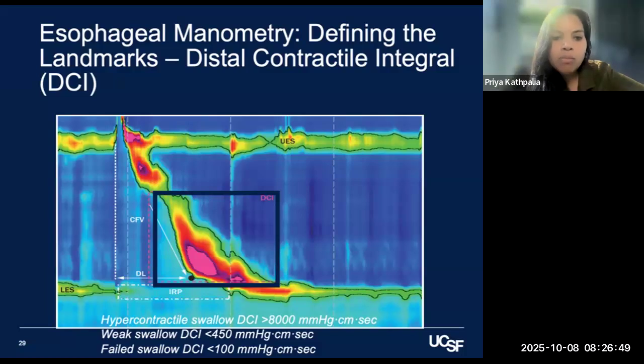So a normal swallow, or I should say a hypercontractile swallow, tends to have a DCI of over 8,000. A weak swallow is under 450, and failed is under 100. So normal is between this 450 and 8,000 range. Each of these parameters is measured for each swallow, and it's most important to first start with understanding the lower esophageal function, and then looking at the esophageal pressure patterns to classify each patient.